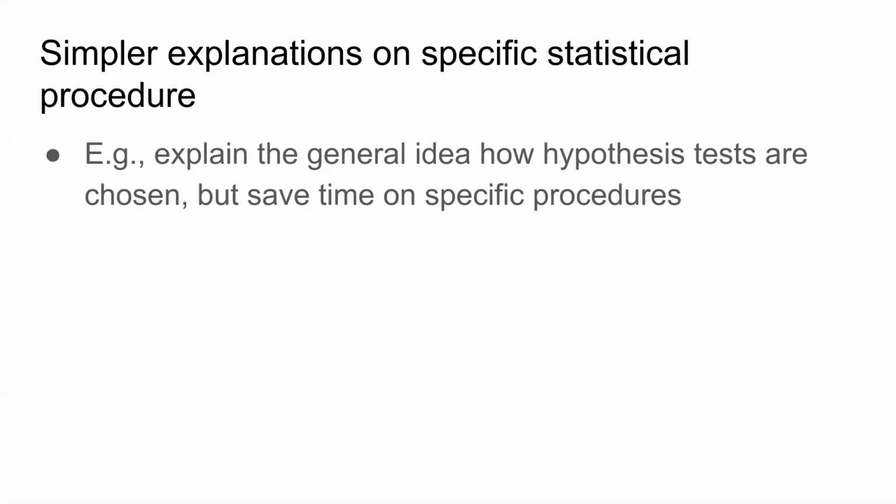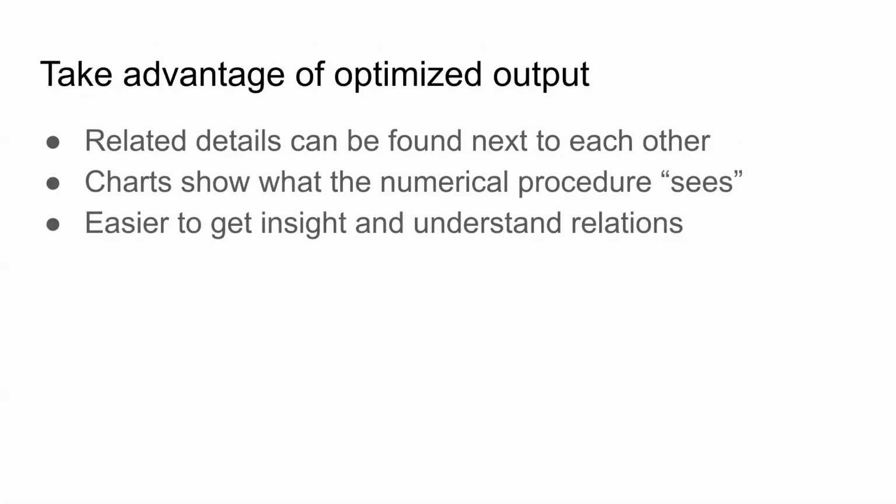You just have to understand the null hypothesis and what your p-value means. So you can save a lot of time with this, not explaining all the possible decision tree parts, but just explaining the general idea, and you will have more time for more conceptual details.